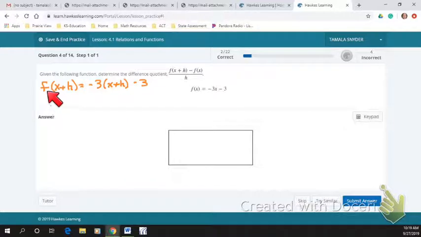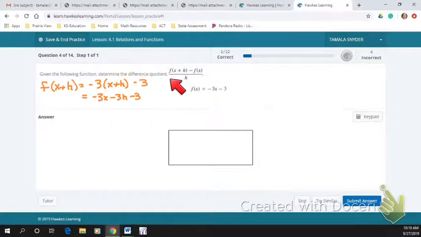Go to function f, which is here, and replace the x with an x plus h. So I'm replacing this x with x plus h. That's what I have written here. Everybody good with that? Okay? All right, so now I'm going to work that out. That's negative 3x minus 3h minus 3. Is everybody good with that?